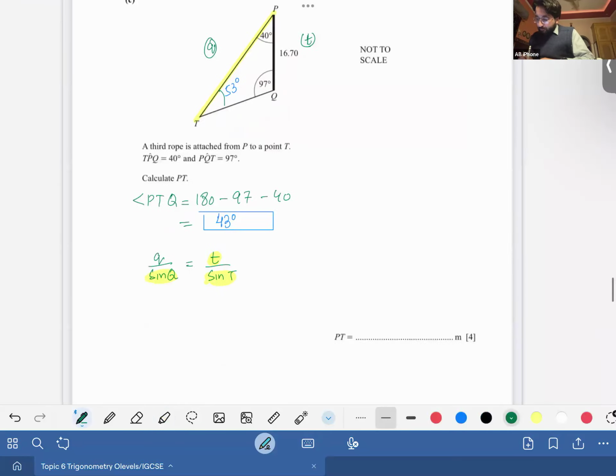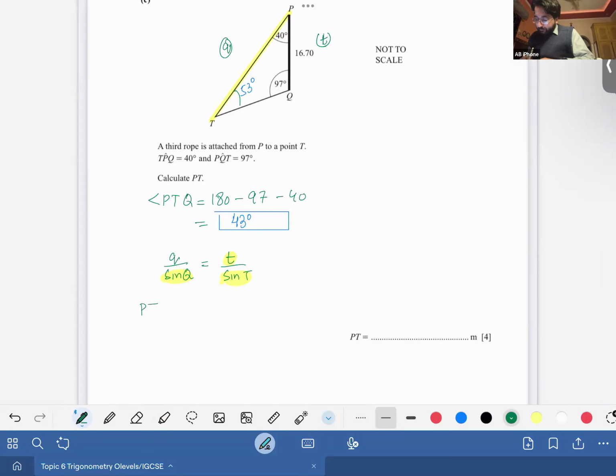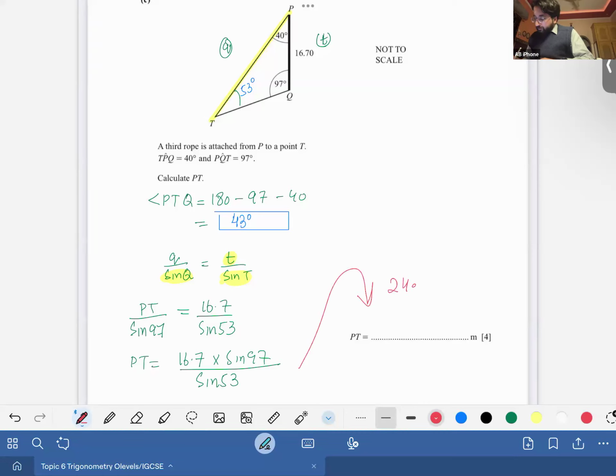So let's use the sine rule now. PT divided by sine 97 should be equal to small t, which is 16.7, divided by sine 43. So PT is equal to 16.7 times sine 97 divided by sine 43. Now use your calculator. Tell me what is the final answer. 24.30.